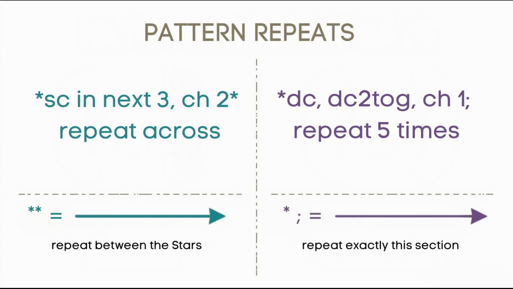Now, when you see one star and then a semicolon later, it means repeat from the star all the way to the semicolon as many times as they say. It's like pattern math, but without the trauma.